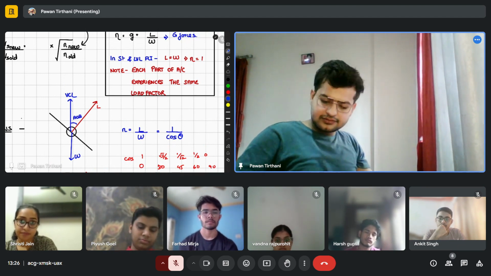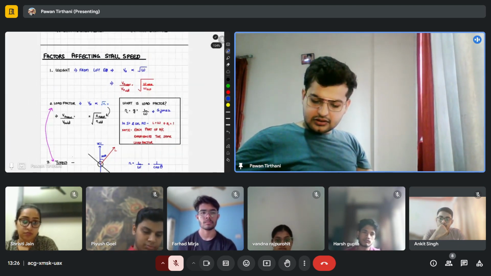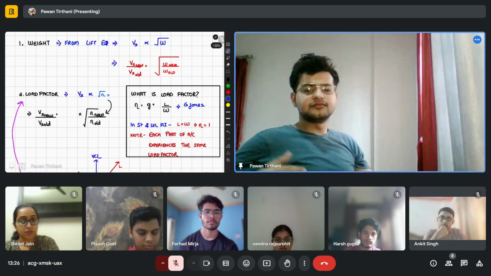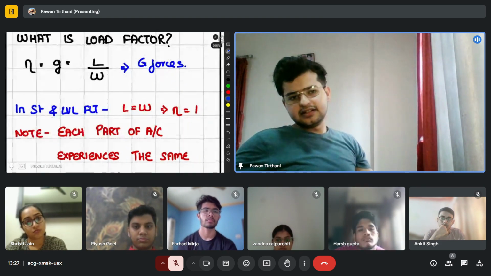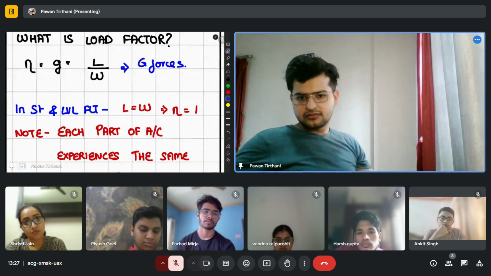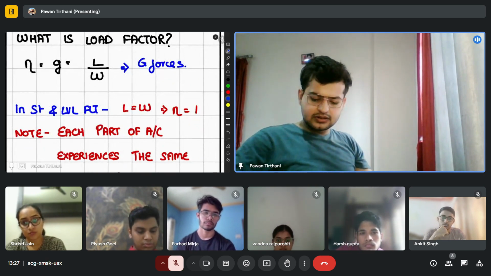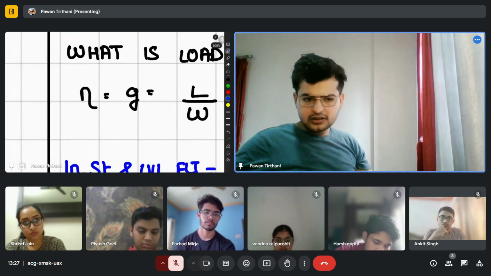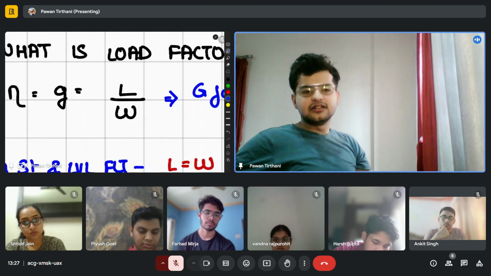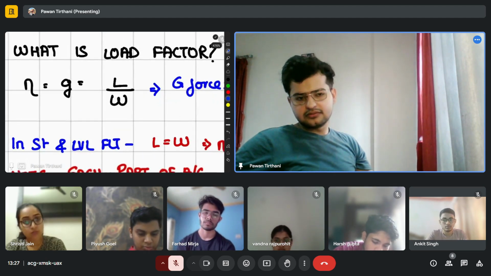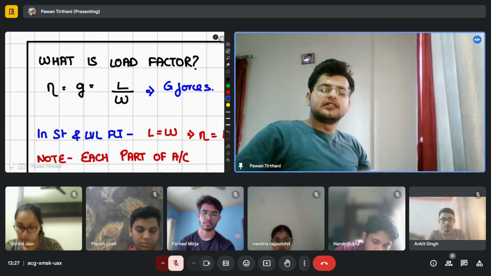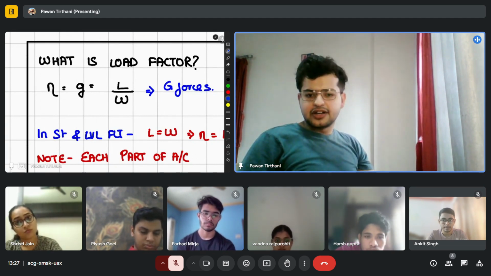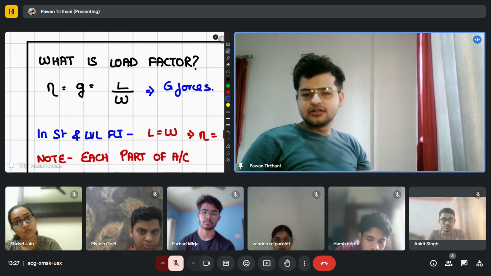Okay. So, now let us talk about load factor. For those who don't know what load factor is, load factor is basically G forces. Okay. It's shown by the symbol N, G, whatever. And what is it? It is basically lift upon weight. That's what a G force is. If your aircraft is producing 120 units of lift and your weight is 100 units, then what is your G load? 1.2.